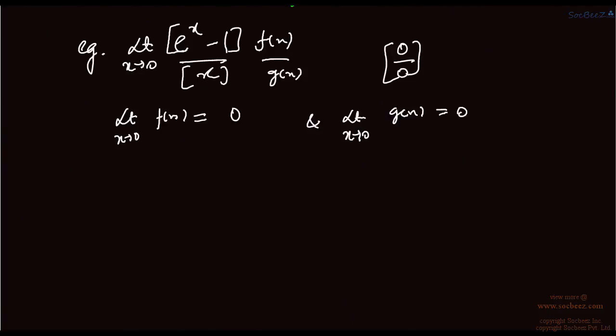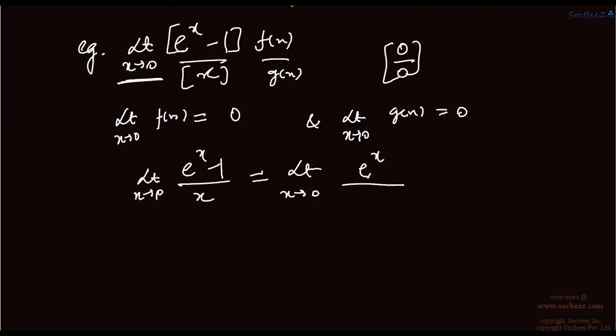What would be the differentiation of e to the power x minus 1 with respect to x? So limit x tending to 0, e to the power x minus 1 upon x will equal limit x tending to 0, of the differentiation of e to the power x minus 1, which is e to the power x, upon the differentiation of x, which is 1. Now when you put x equals 0 in this function, it gives e to the power 0, which is 1 as the answer. And we have the standard limit of e to the power x minus 1 upon x as 1. So that's how we calculate this.